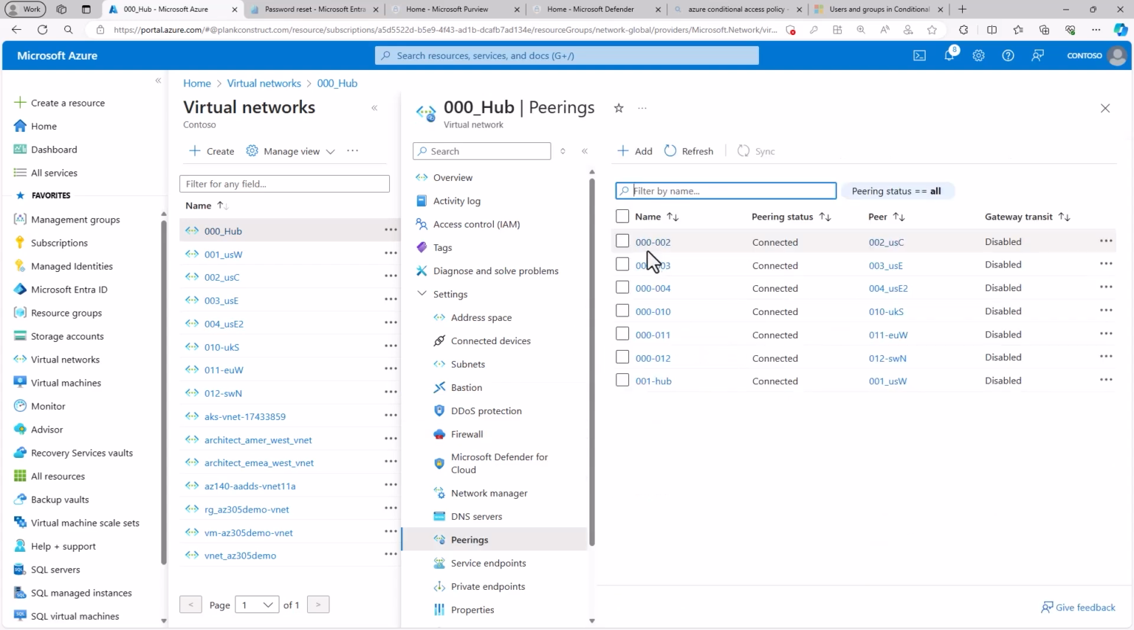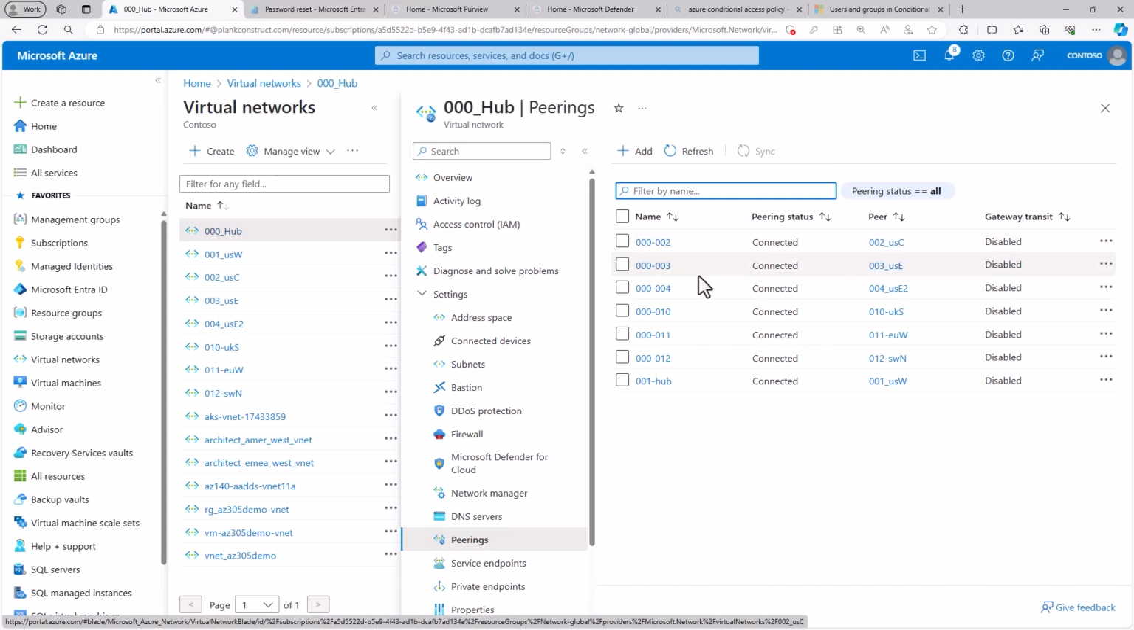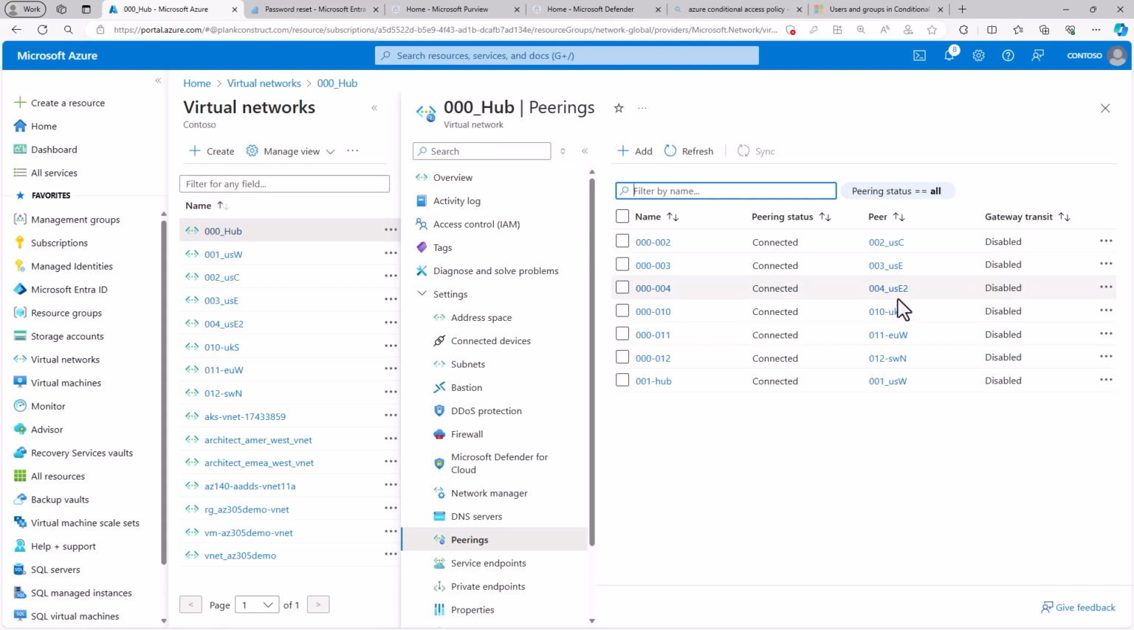Taking a look at my peerings, you can see that I've got a peering name. So I went from my 000 VNet to 002, and it's peered with US Central. I've got 000 to 003, and that's going to US East. I've got 003, the name of this VNet, and it's going to 004, and that's going to my East US 2. I go from 000 to 010, and that's going to my UK. So I've got a set of peers that I've set up.